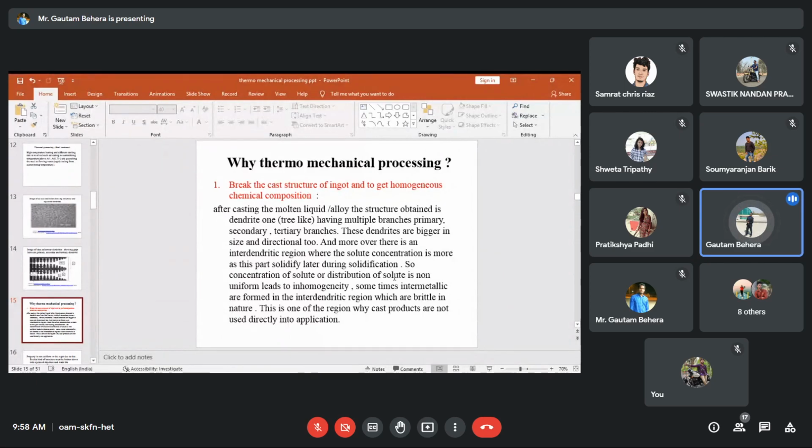The part which solidified later has more solute concentration, because solute is getting rejected from the solidified part to the molten liquid, right? So concentration of solute or distribution of solute is non-uniform, leading to inhomogeneity, as I told. Sometimes intermetallics are formed in the interdendritic region, which I have already talked about, which are brittle in nature. So this is one of the reasons why cast products are not used directly in application. So first of all, we have to break the cast structure. That can be broken by doing thermomechanical processing. Okay.